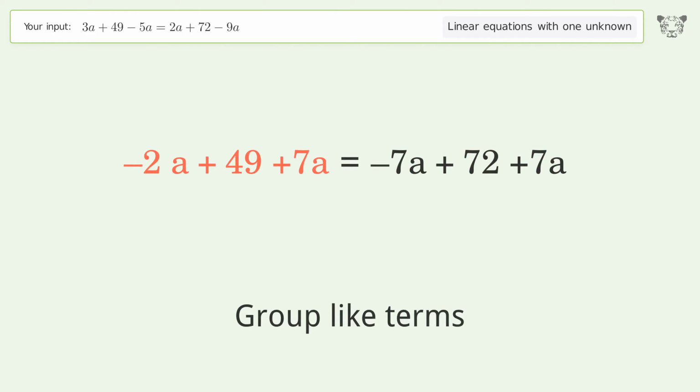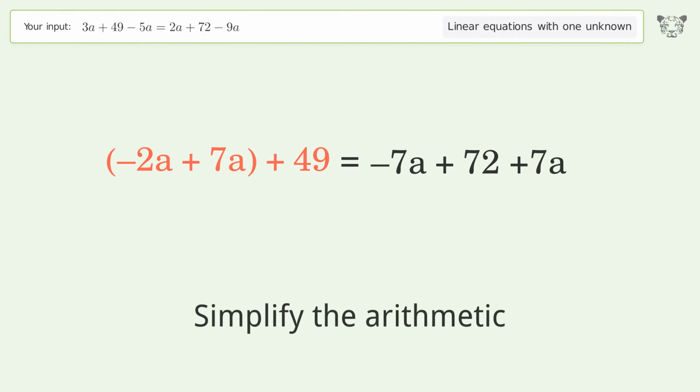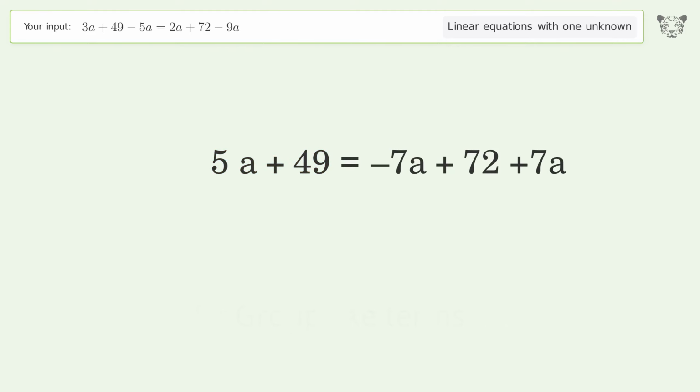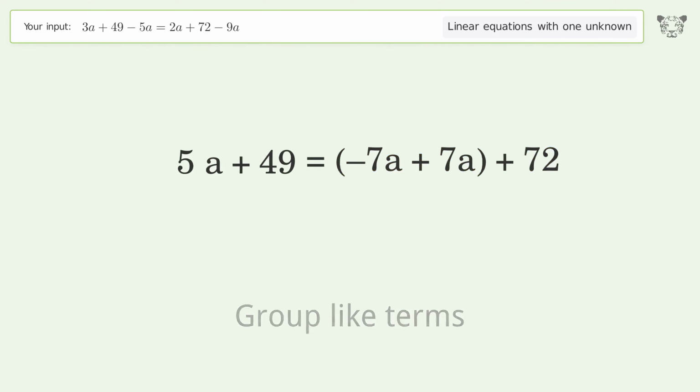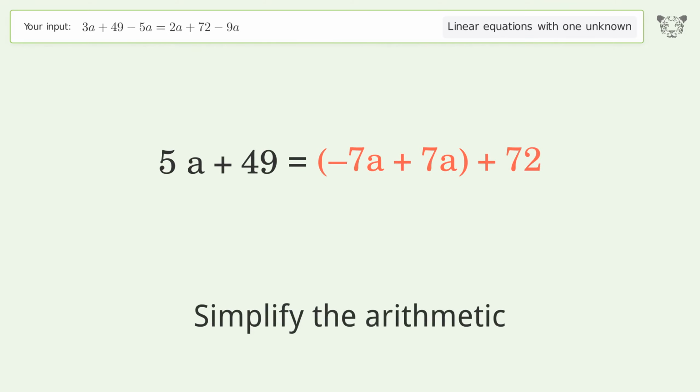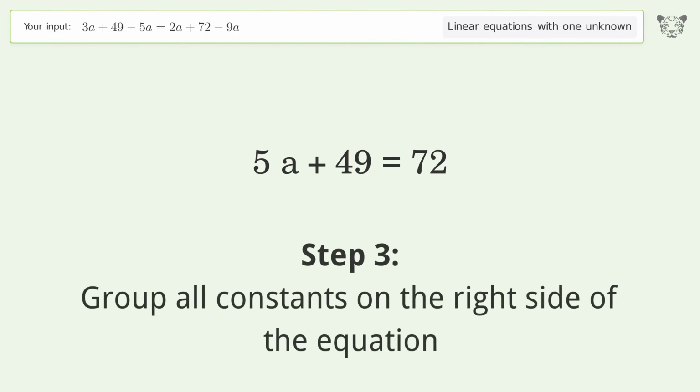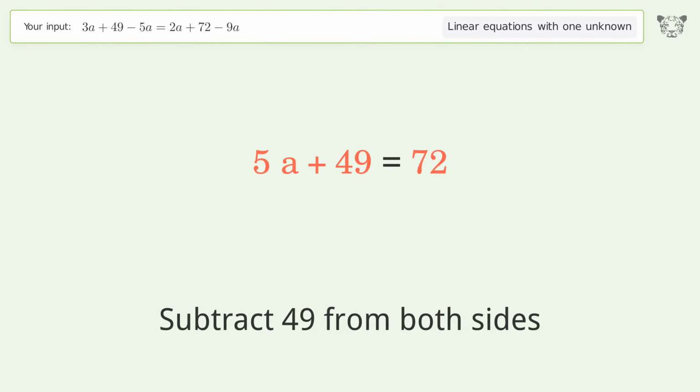Group like terms. Simplify the arithmetic. Group like terms. Simplify the arithmetic. Group all constants on the right side of the equation. Subtract 49 from both sides.